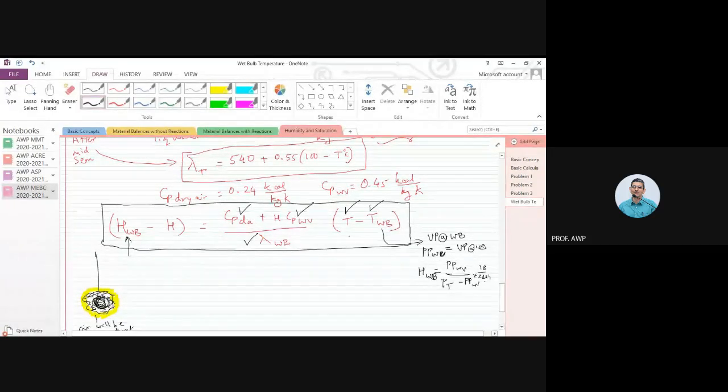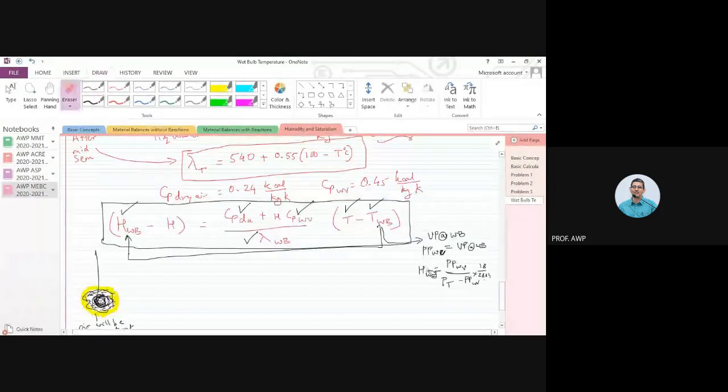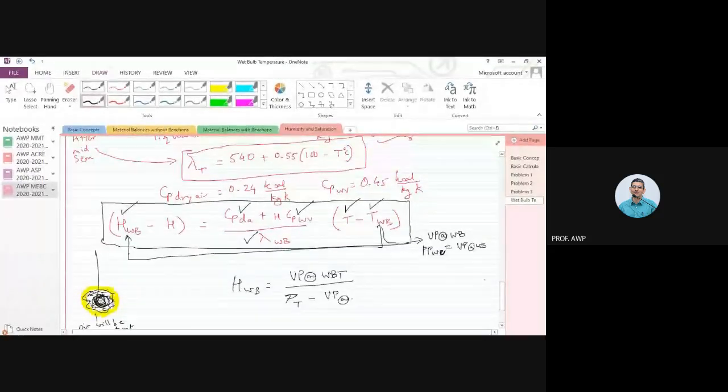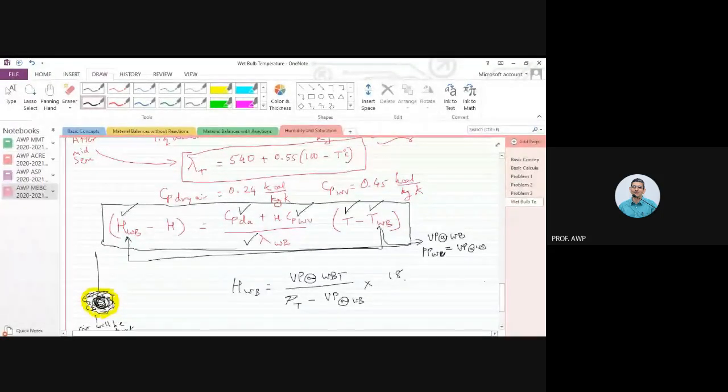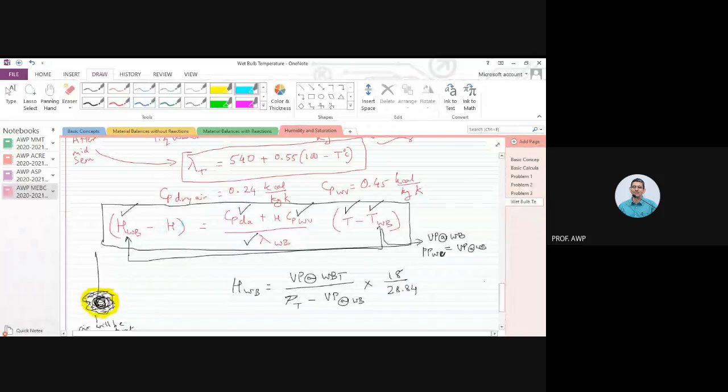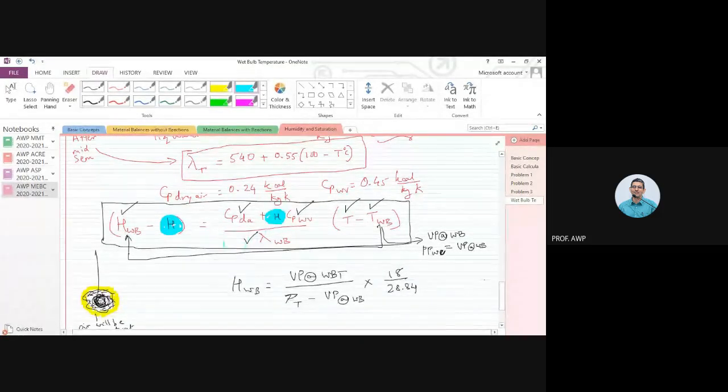This can be calculated. HWB is nothing but the vapor pressure at the wet bulb temperature, divided by (760, or total pressure, minus vapor pressure at the wet bulb) into 18 divided by 28.84. So then the only unknown is the humidity, and we can then find out the humidity of the air. That's how we measure the humidity of the air.